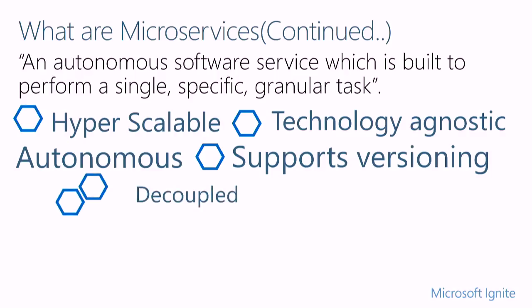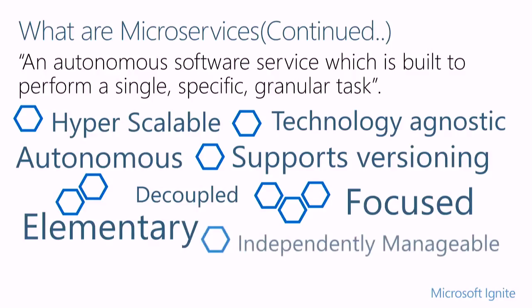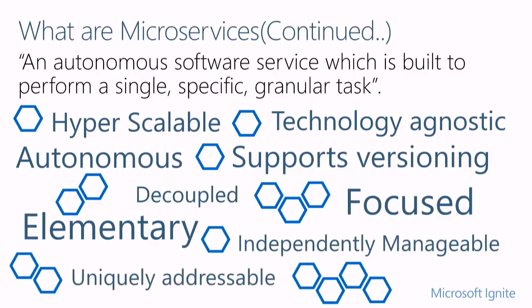It should be decoupled. This is aligning to a famous architectural principle of minimum knowledge. So being a microservice, I should only be cognizant about what work I am doing within that microservice. I should not be bothered about what's happening outside. And it should be focused and elementary. This is, again, obeying a famous architectural principle called the principle of single responsibility. A microservice should only be aligned to one responsibility. A microservice should be independently manageable and, of course, uniquely addressable to be able to reach it.